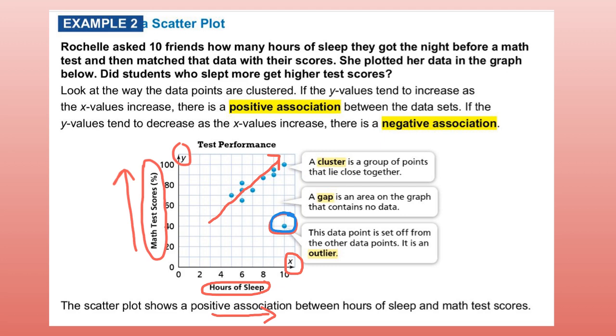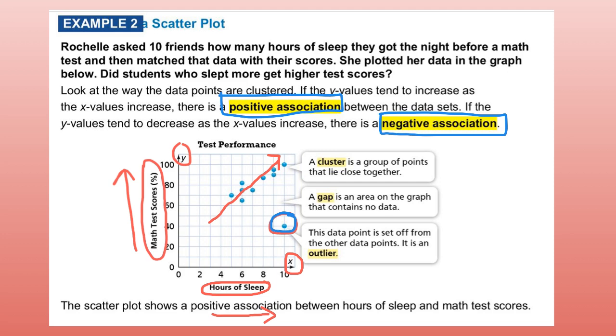If both your x values and your y values are increasing, that is called a positive association. If one had been going up and the other had been coming down, that would be a negative association. Now, some vocabulary about scatter plots. A cluster is a group of points that lie close together. You can think about it as a cluster of stars. They're just kind of all right there.